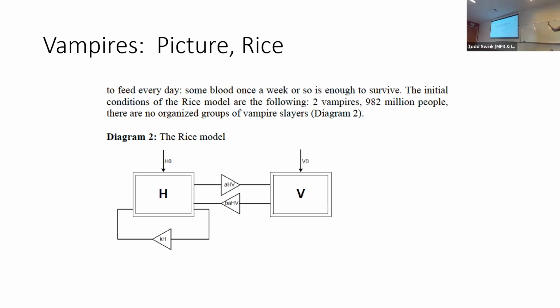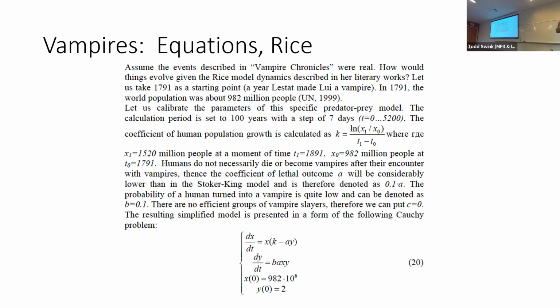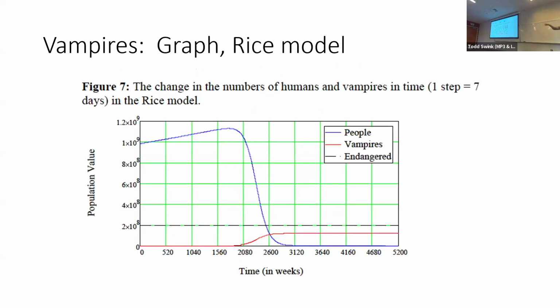vampires convert to humans at a very different rate, and their notation for their figures is a little different. Humans, this is giving birth to new humans. That's what's going on here. There's a reproduction rate in humans. Vampires don't reproduce; they just convert humans. You get equations, and the vampires still win.